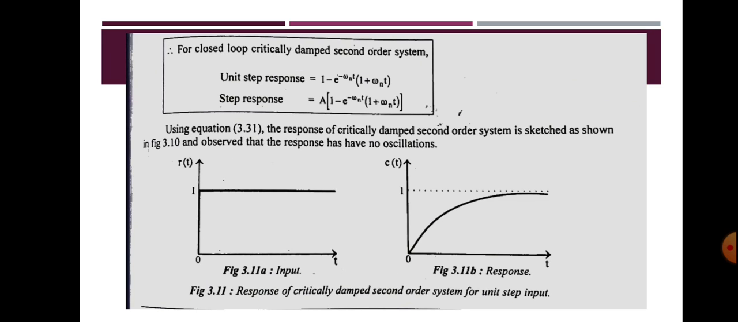We know that the input signal is a step input signal, and the corresponding response will be looking like this. That means we can find that there are no oscillations present at the output or response. In the previous cases, that means in the undamped case and underdamped case, there are oscillations present in the response, but in this case oscillations are reduced. That means for the critically damped case there will not be any oscillations in second order systems.